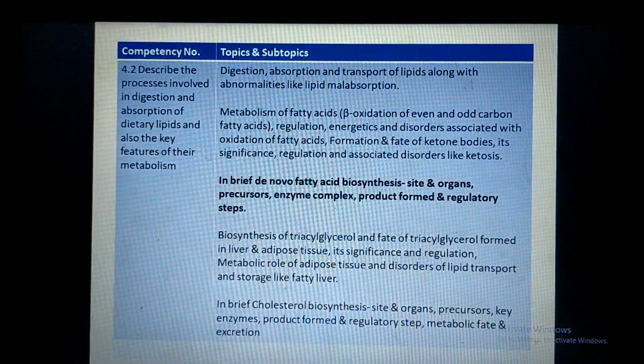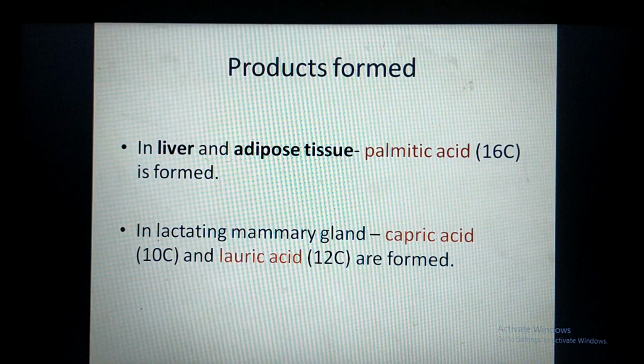Now we will see the products formed. In liver and adipose tissue, palmitic acid is formed with 16 carbon atoms. But in lactating mammary glands, the de novo synthesis pathway synthesizes medium chain fatty acids, that is capric acid with 10 carbon and lauric acid with 12 carbon. As these are medium chain fatty acids, they are easily absorbed from the milk and easily digested in infants.